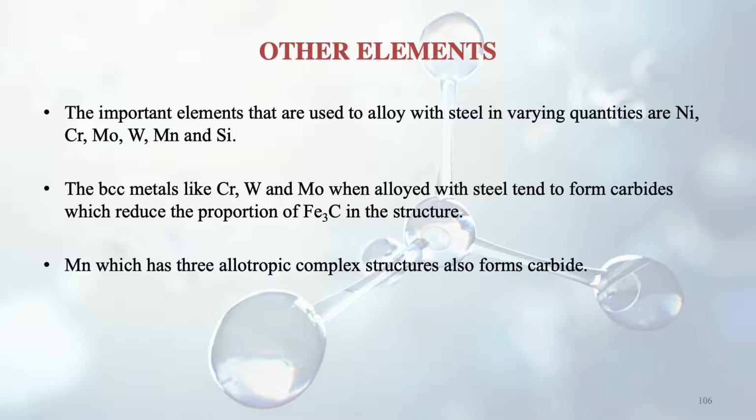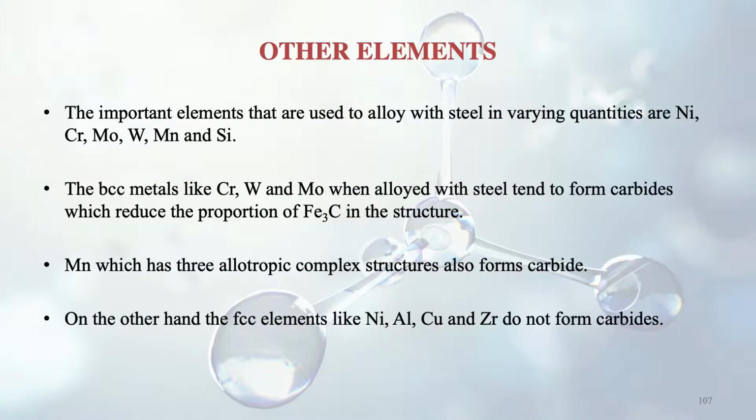Manganese, which has 3 allotropic complex structures, also forms carbide. So like chromium, tungsten and molybdenum, manganese also goes through the same process. On the other hand, there is a difference with the face centered cubic elements. Earlier we discussed chromium, molybdenum and tungsten, which were body centered. Now we are discussing the face centered ones. These are nickel, aluminum, copper and zirconium.